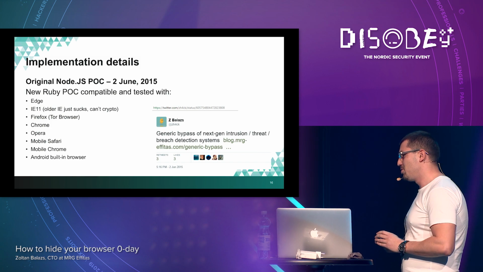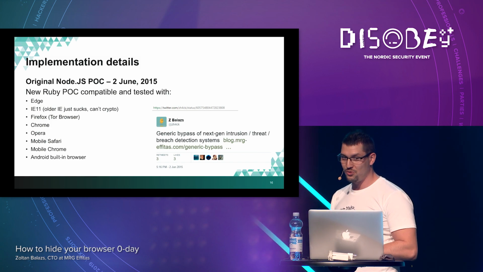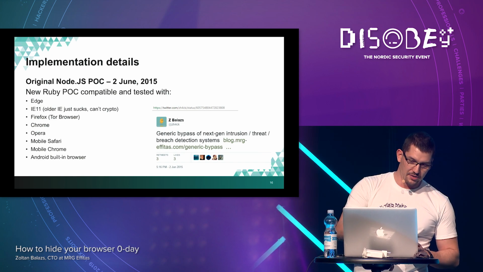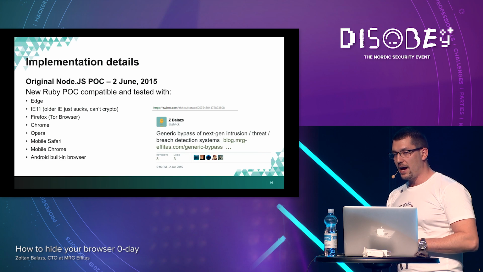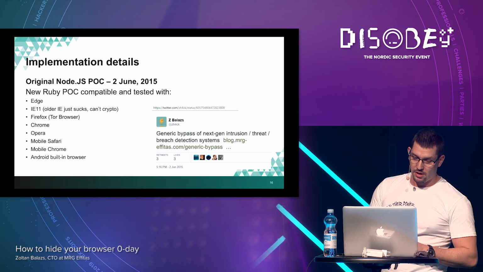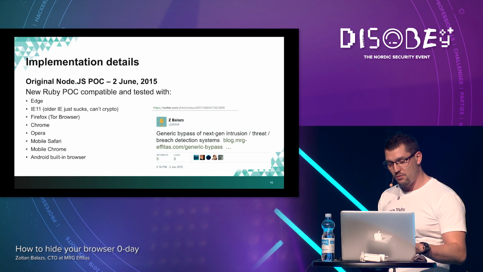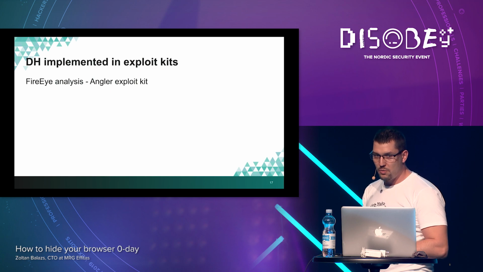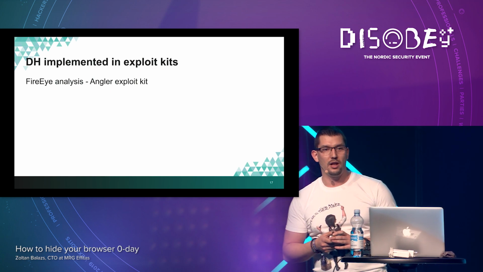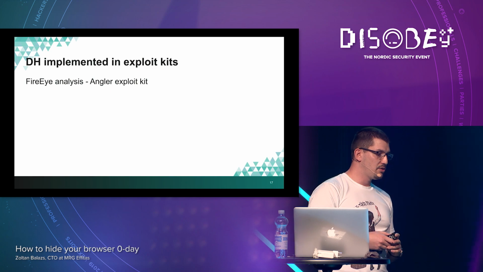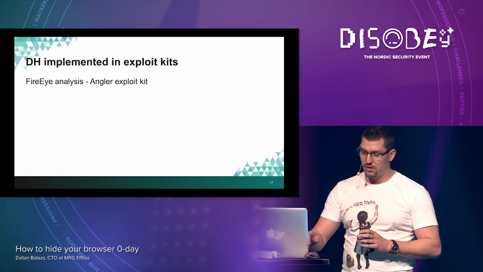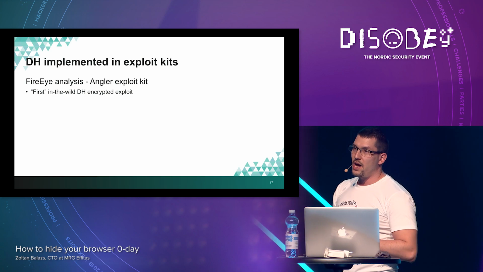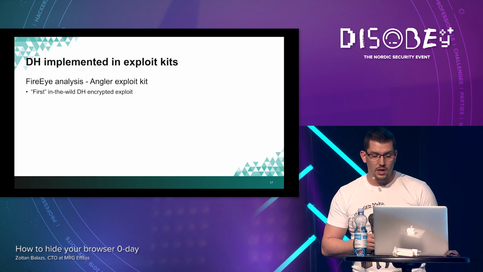At that time, I didn't really know what was going on. But some months later, I realized that my idea was actually noticed by some folks. Like 2 months later, I read a FireEye analysis where they analyzed the latest Angler exploit kit. And it was the first documented in-the-wild encrypted exploit kit.